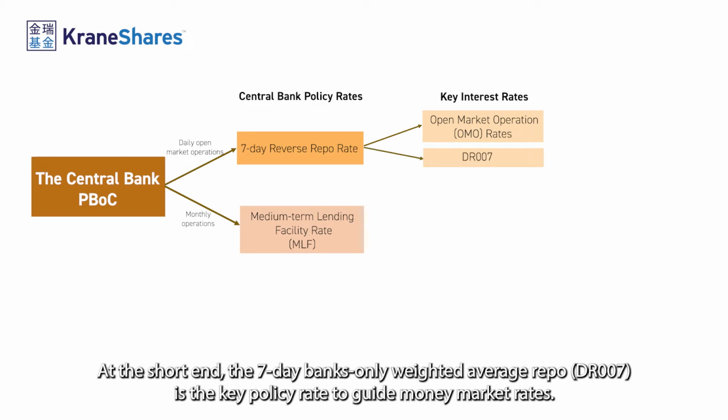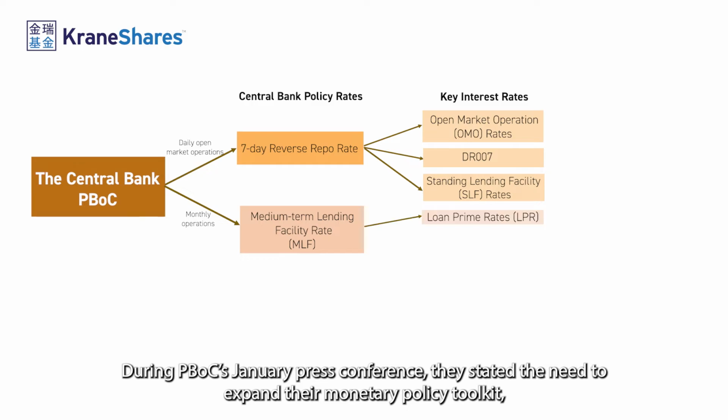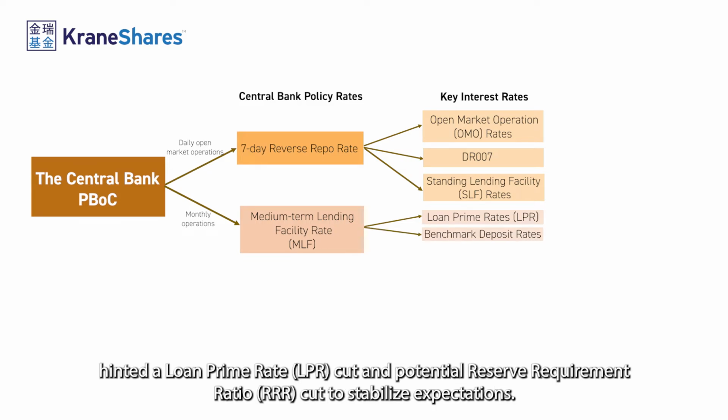At the short end, the 7-day banks-only weighted average repo DR007 is the key policy rate to guide money market rates, whereas the standing lending facility and the ceiling and floor of interest rates on excessive reserve are to mitigate excessive volatilities in DR007. During PBoC's January press conference, they stated the need to expand monetary policy toolkit, hinted a long prime rate LPR cut and a potential reserve requirement ratio, the RRR cut, to stabilize expectation.